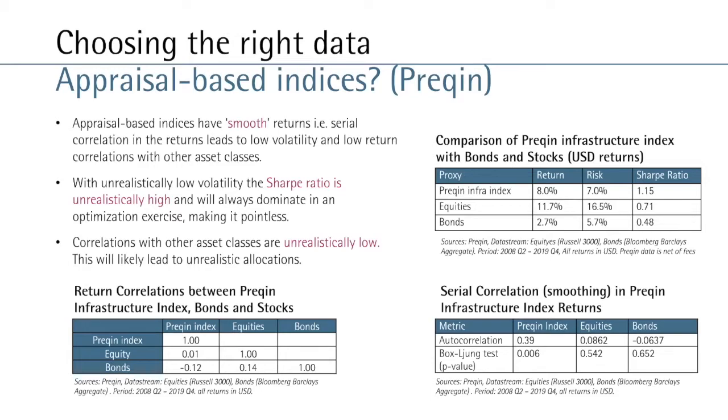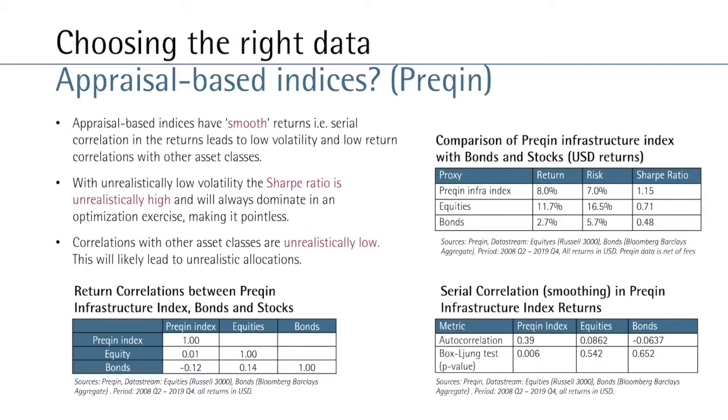The immediate result of these smooth returns is that the reported volatility is very low. So this leads to very low return correlations with other asset classes. You can see this in the table at the bottom left. And the return correlations are basically zero, which is hard to believe, and of course will lead to very extreme portfolio optimization results.